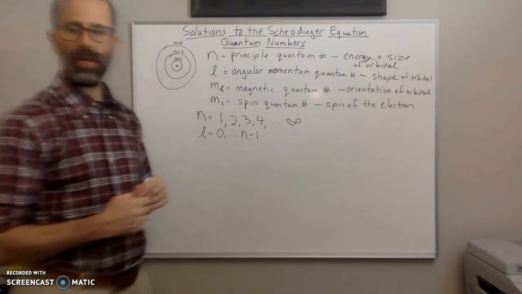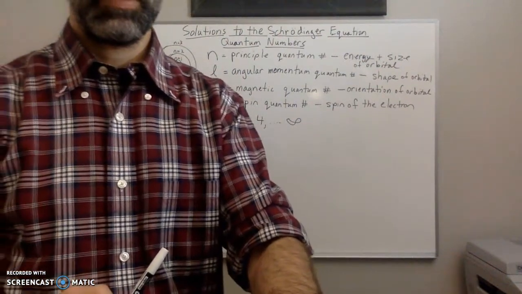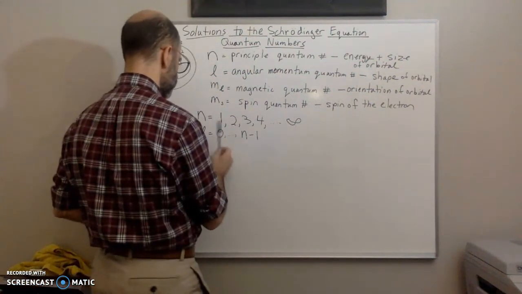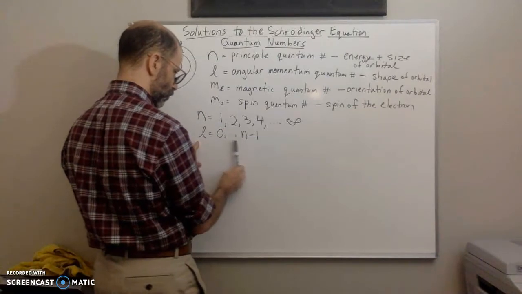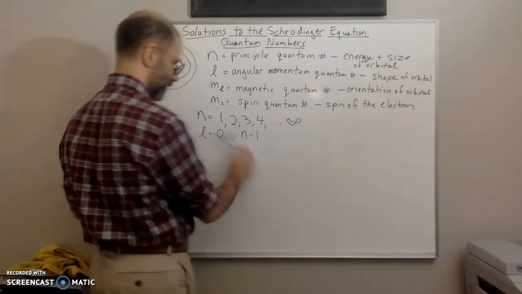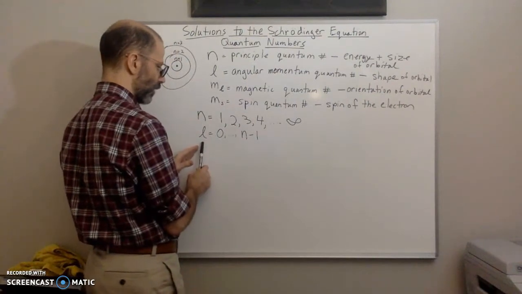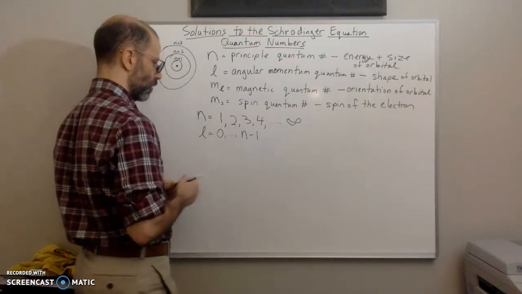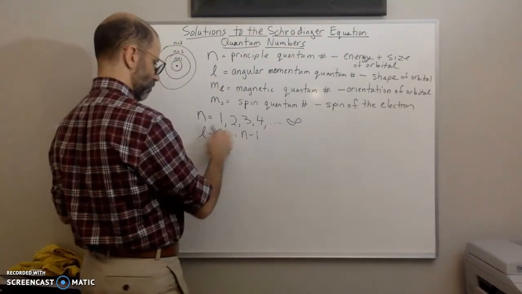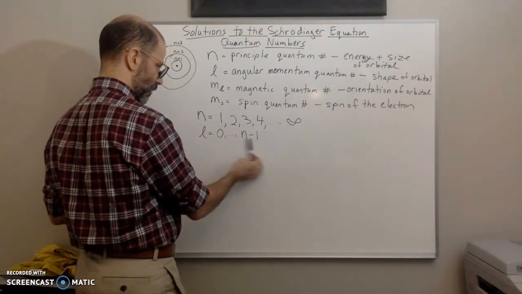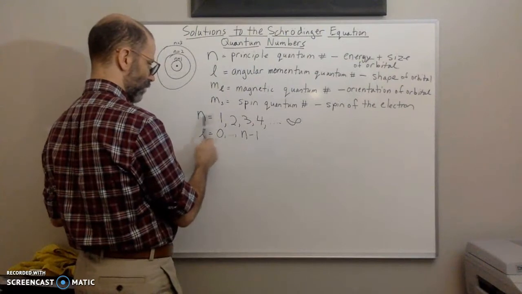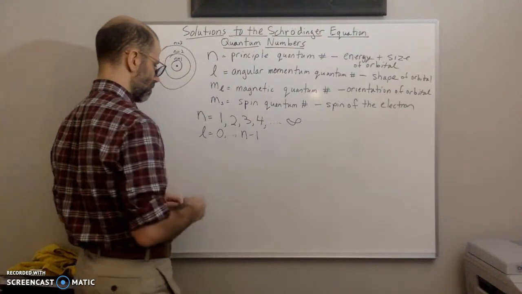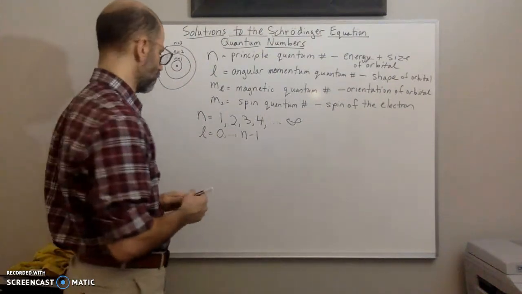Okay, so n minus 1, sorry about that. So L can have any integer from 0 all the way up to n minus 1. So n minus 1 is the last possible L value you can have. The L values are limited by your principal quantum number. So if you're at energy level number 2, then the largest L value you can have is 2 minus 1, which is 1. And I'll show examples of this in a moment.